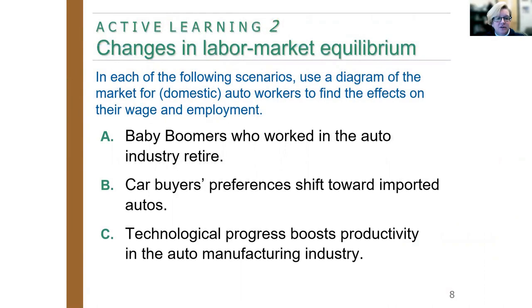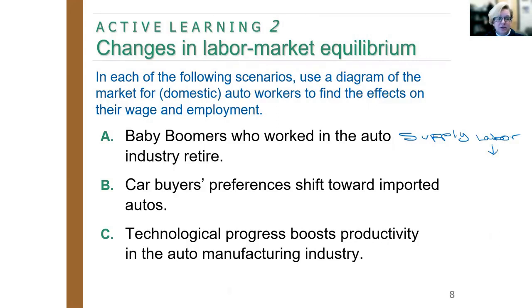So in each of the scenarios, diagram the market for domestic auto workers to find the effects on their wage and employment. So baby boomers who worked in the auto industry retire. So here, think about, first of all, is that demand for labor or supply of labor? And if you answered supply of labor, you're right. So the supply of labor is going to decrease, right? Because we have these trained individuals leaving the workforce, okay?